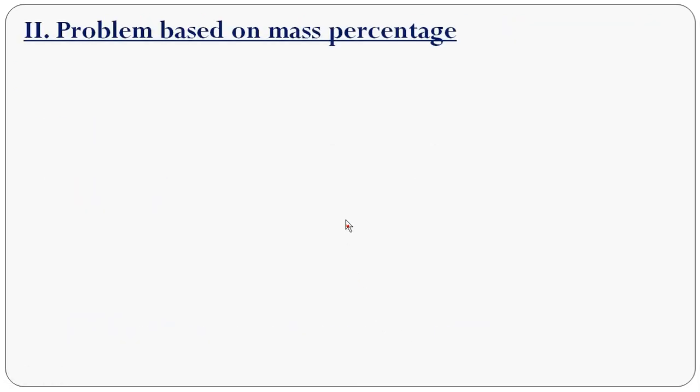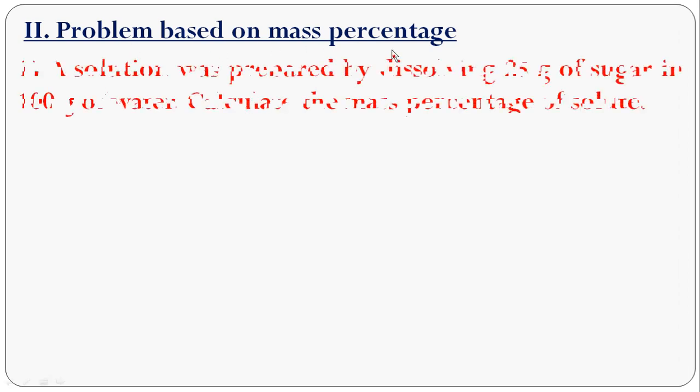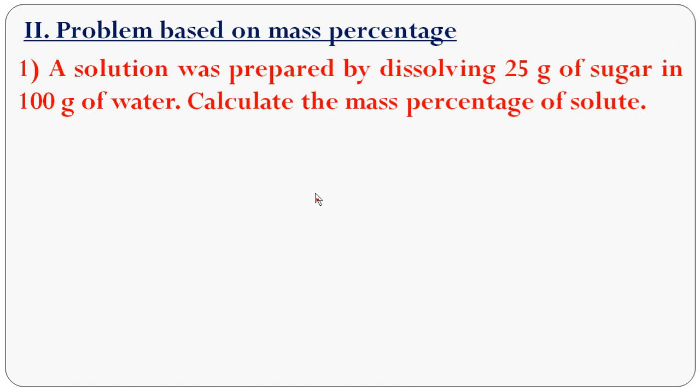Yes. Now, the problem based on mass percentage. Mass percentage means it is expressed in weight by weight, that is W by W. So the first question here: a solution was prepared by dissolving 25 gram of sugar in 100 gram of water.